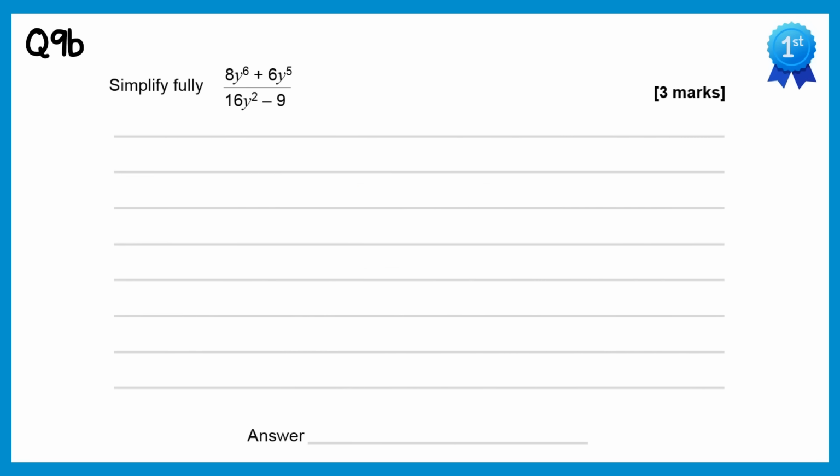In order to simplify this, we'll factorise the top and the bottom. We're going to start with the bottom. You should notice, because there's 2 square numbers here, this is going to be a difference of 2 squares. So it would factorise as (4y plus 3) and (4y minus 3). If we factorise the top, we can take out a factor of 2 and also a factor of y to the 5.